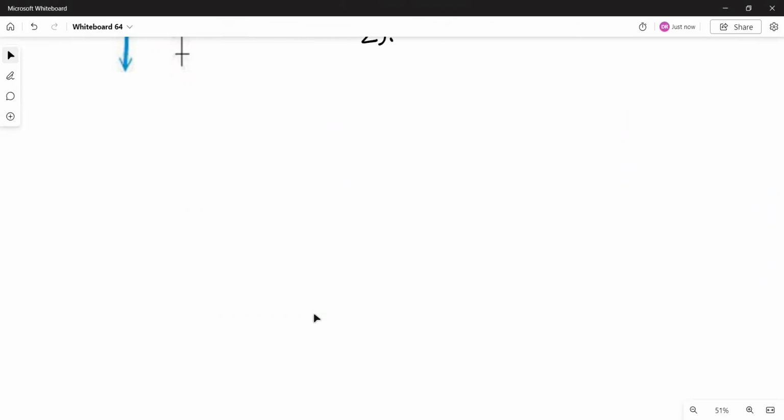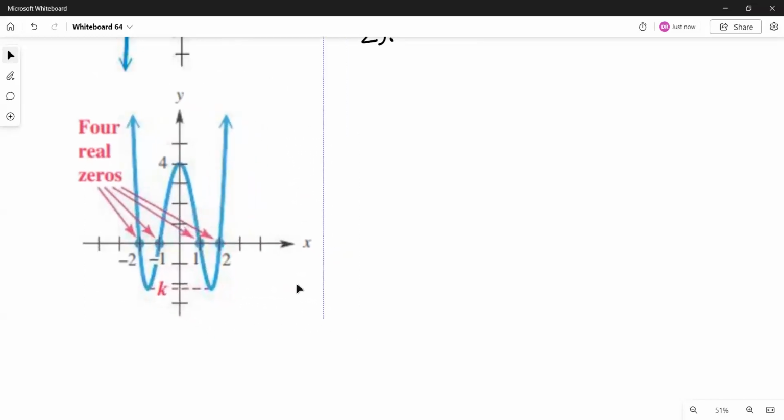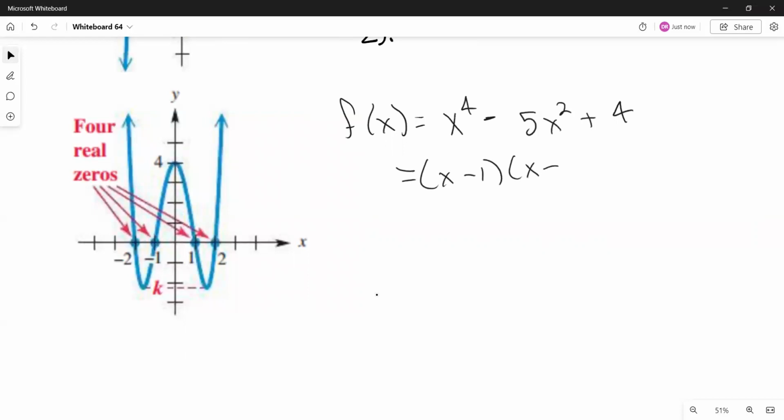So I'm copying the graph, and I'm going to write down the formula. The formula for the polynomial with this graph is x to the fourth minus 5x squared plus 4. In factor form, this is x minus 1 times x plus 1 times x minus 2 times x plus 2.